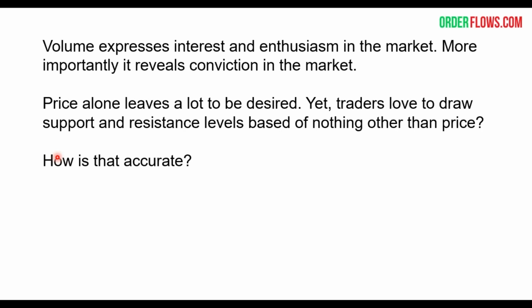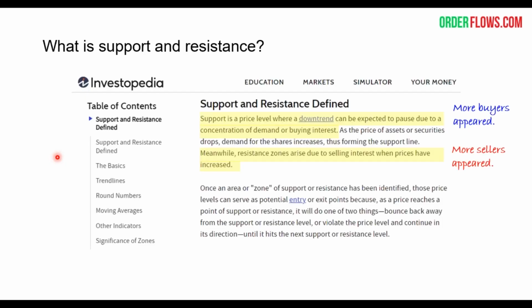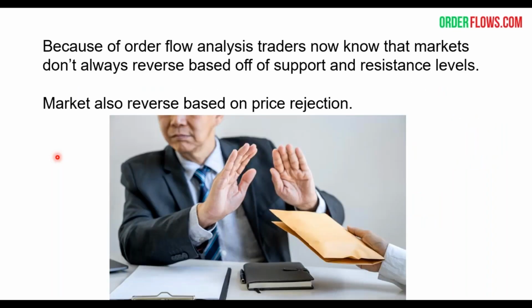Remember, price alone leaves a lot to be desired, yet traders love to draw support and resistance levels based on nothing other than price. So how is that accurate, right? Well, if you take a second and look up how support and resistance are defined: support happens when more buyers appear. Resistance is when more sellers appear, okay? You have selling interest, that's what's causing your resistance, just as you have buying interest, which causes support. It's not that it just trades down there and then moves up. Well, what happened when it traded down there, right? You need that volume to come in.